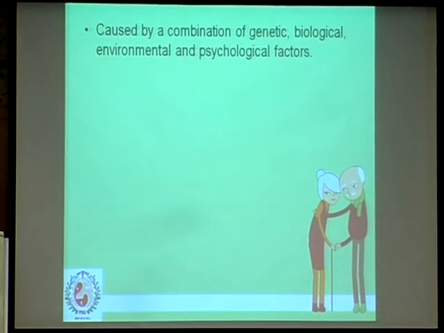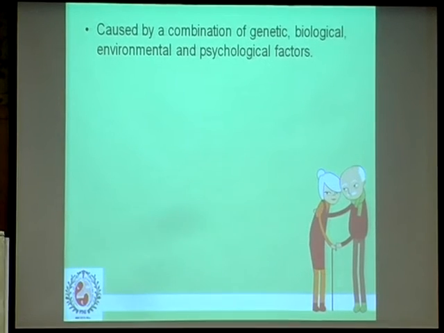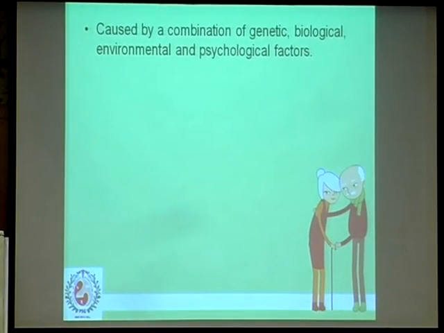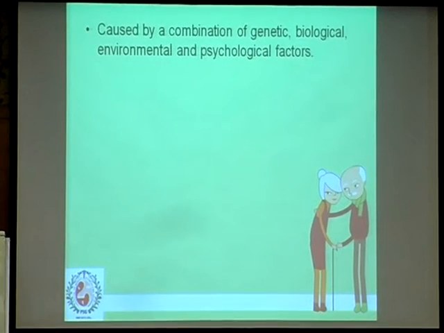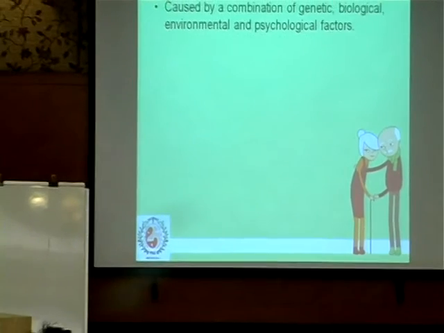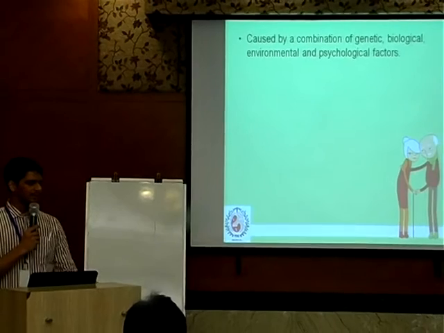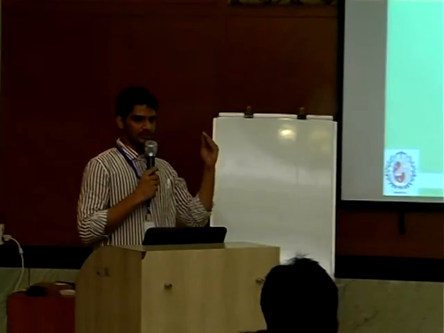Now, studies have shown that depression is caused by a combination of genetic, biological, environmental, and psychological factors. Now, in our brain, we have lots of neurons. It's the basic structure of nervous tissue. In between the neurons, there are junctions called synapses. Any communication in our brain happens by a transfer of electrical signals and chemicals between these nerve junctions.